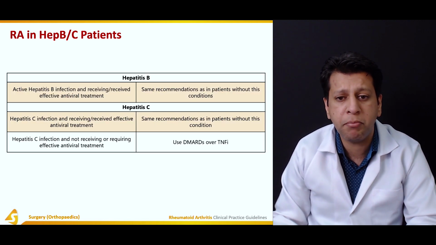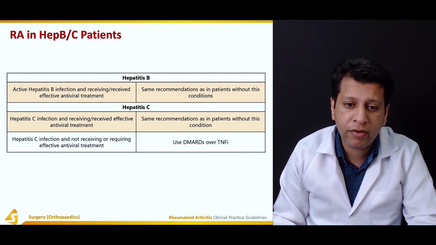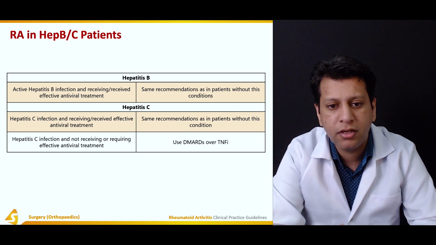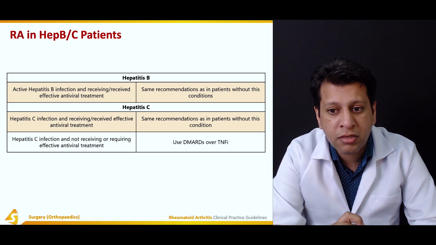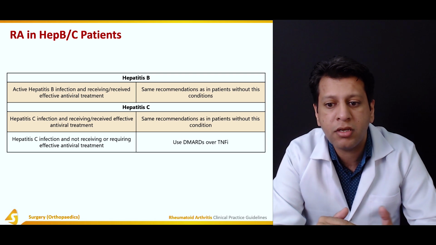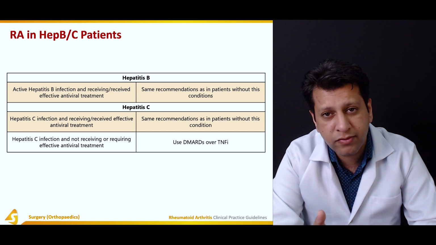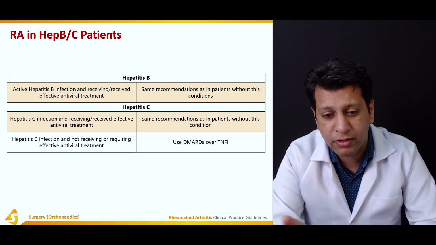Rheumatoid arthritis in Hep B patients. Now, they could be patients who have active Hep B infection or latent Hep B infection. In case of active Hep B infection, the recommendation is the same as for a patient without this condition, which means that you have to start with DMARDs initially, then move to TNF, and if still the disease is progressing and there's no response, then move to glucocorticoids.